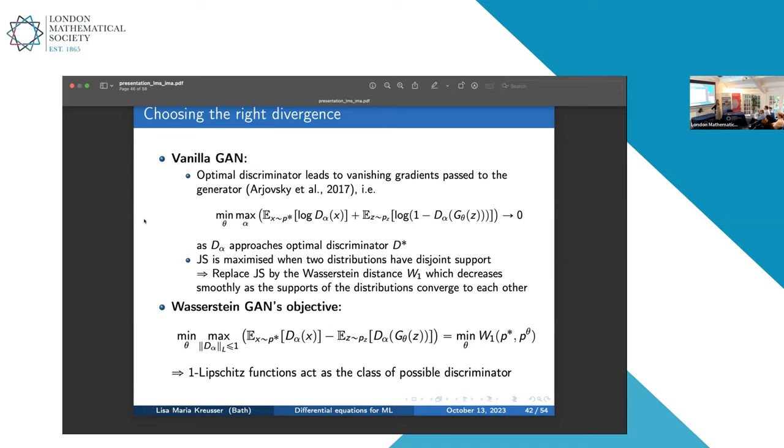And this actually suggests that maybe Wasserstein GANs are the way to go forward. In fact, here I've written down the objective of a Wasserstein GAN. It's very similar to what we had previously, but the main difficulty is that when looking at Wasserstein one distances, we basically have to maximize over Lipschitz functions with Lipschitz constant smaller or equal than one. And this is actually something which is very difficult to enforce as well.